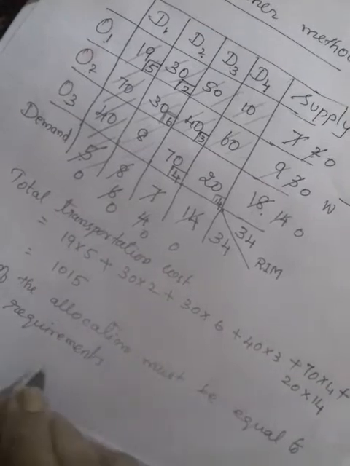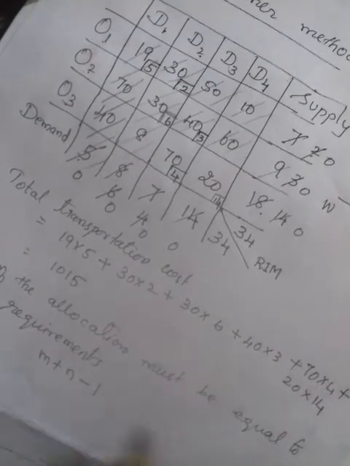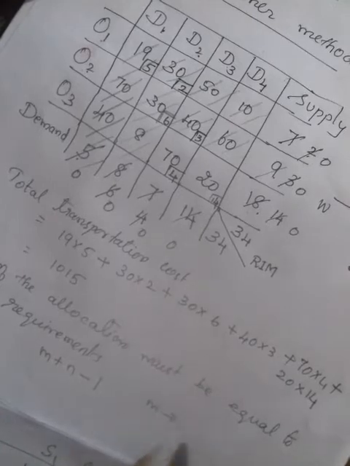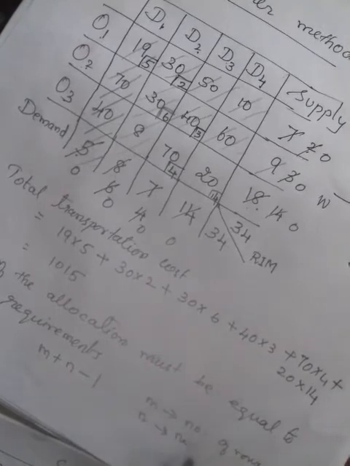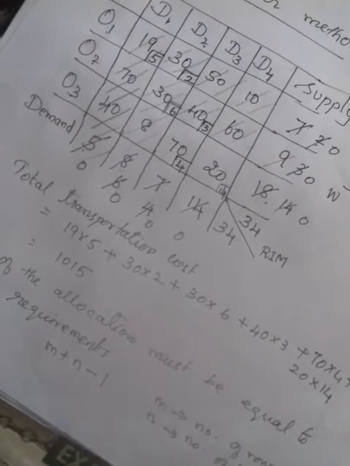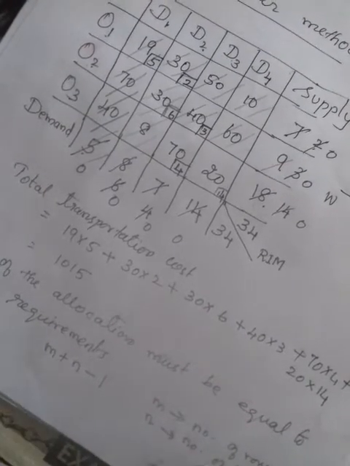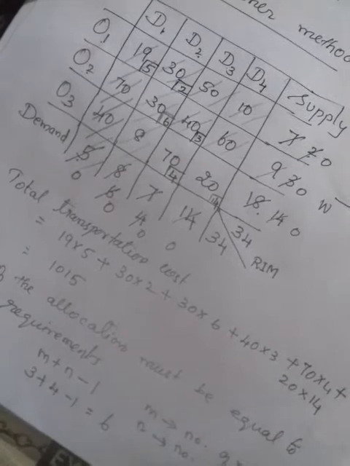There is a formula, m plus n minus 1, where m is the number of rows and n is the number of columns. Here how many rows are there? 1, 2, 3 rows, isn't it? 3. How many columns? 4 columns. So plus 4, minus 1, which is equal to 6. 7 minus 1 is equal to 6.